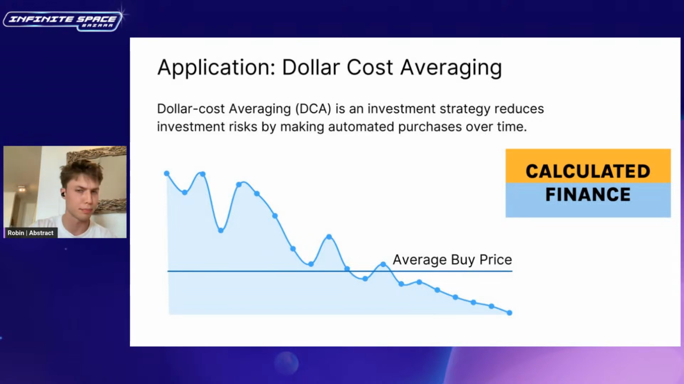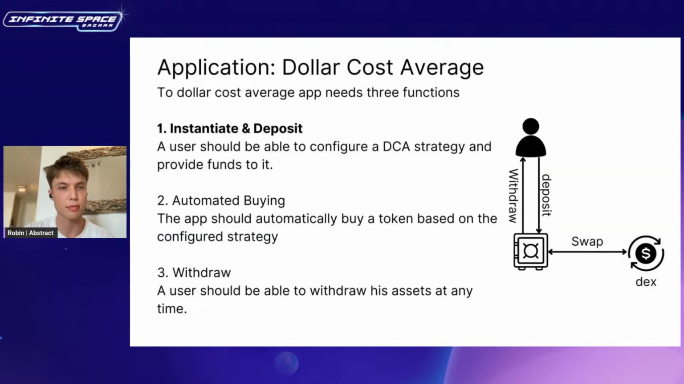There's actually already a product live in the Cosmos ecosystem that allows you to do this, and they're called Calculated Finance. You can go there, you can set up a strategy, and they will automatically buy into a certain token that you selected over time and charge a little fee for it. So this is actually a product that is quite valuable in crypto.